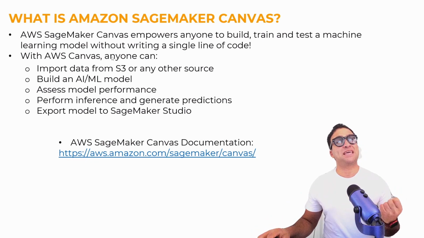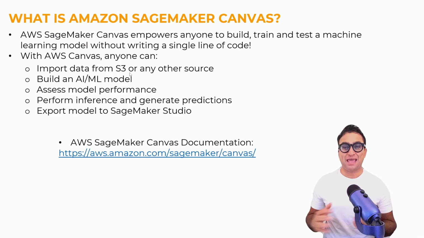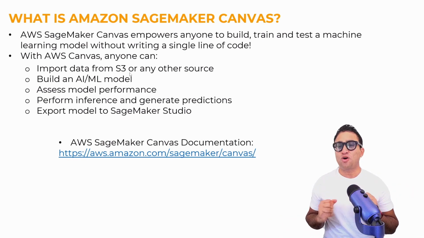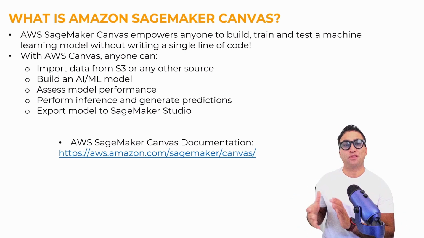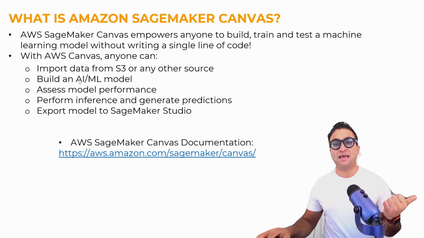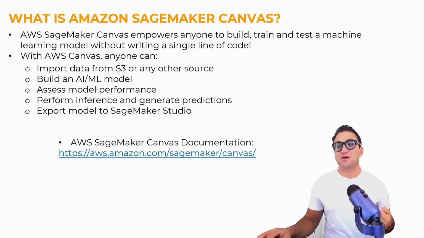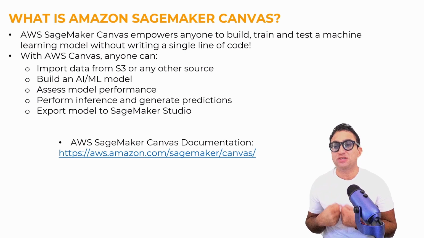So with SageMaker Canvas, you can first import data from S3 or any other resource. All you need to do is upload the data, and SageMaker Canvas will take care of everything for you. You can build an AI/ML model in it. You can also assess the model performance. You can go ahead and perform inference and generate predictions.